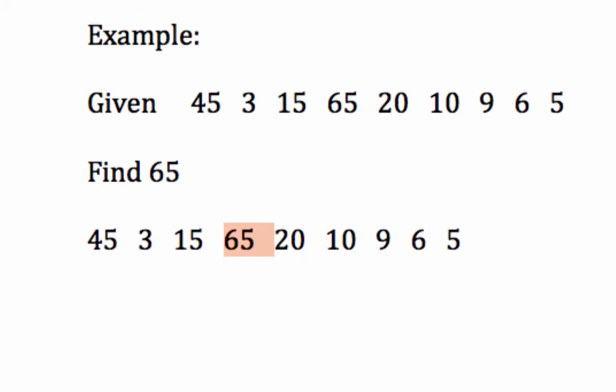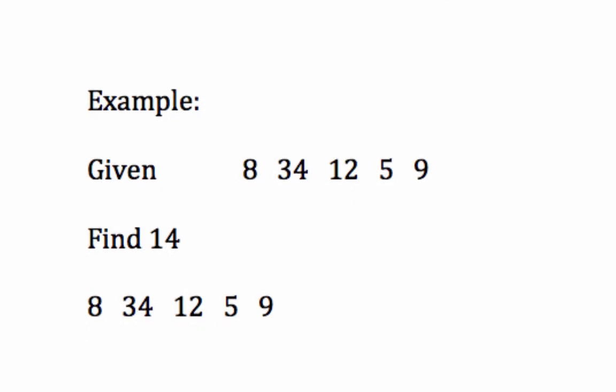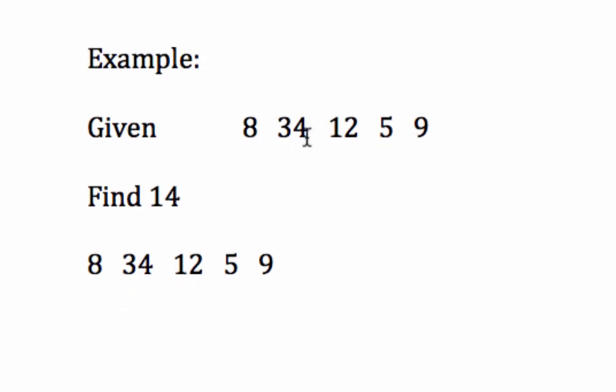Now, let's assume that we have a different collection of values, like this one here, okay? So now we have 8, 34, 12, 5, and 9, and our task is to find 14. So the technique is the same. We start with the first value, compare the first value with the value we want to find. They are not the same. Go to the next one, they are not the same. Go to the next one, they are not the same. Go to the next one, they are not the same. And go to the next one, and they are not the same. 9 and 14 are not the same.